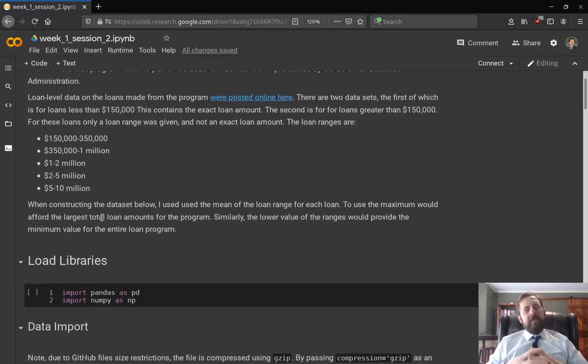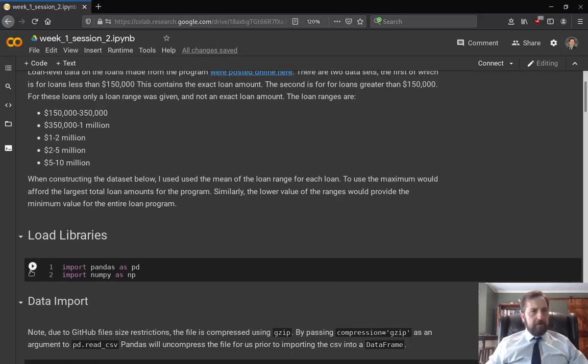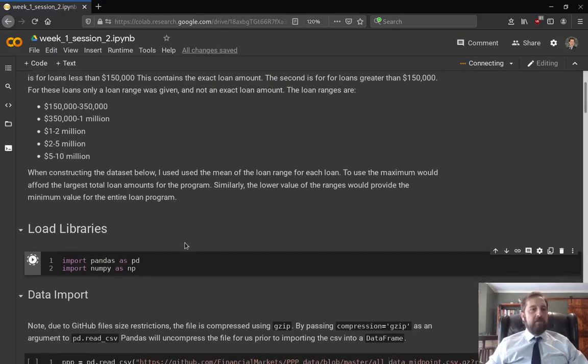So what I've done is I imported all this data and created a large data frame. In creating this data frame, I merged these two data sets, and I just took the average of the range, and then I posted it on GitHub. So we're going to go ahead and pull that data set that I posted on GitHub and take a look at it. The first thing we want to do is obviously load our libraries.